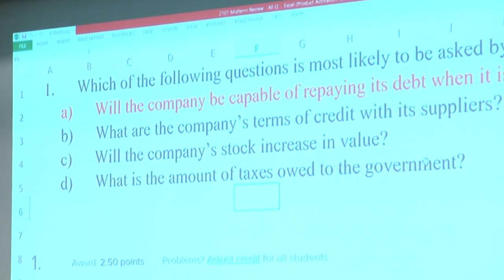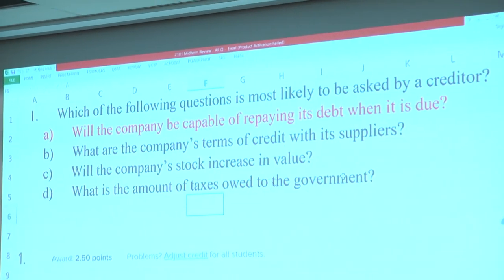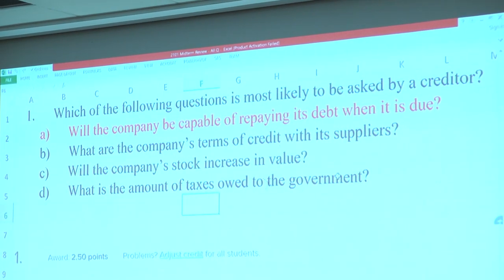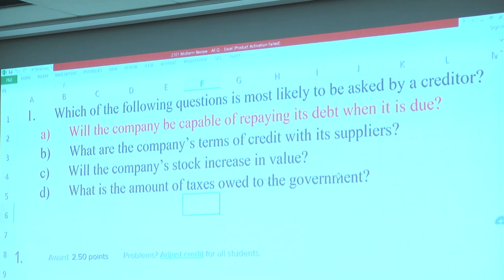Question 1 asked, what is most likely to be asked by a creditor? So the correct answer is A, but the confusing answer is B. The correct answer says a creditor is someone that's going to lend us debt or loan. Why is B confusing? Because it has the word credit there. But really, this is what the supplier should be concerned about.